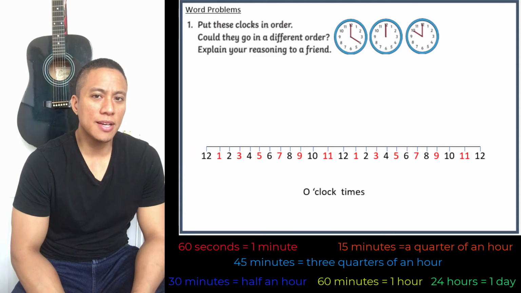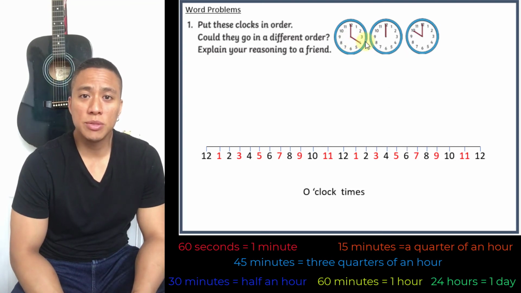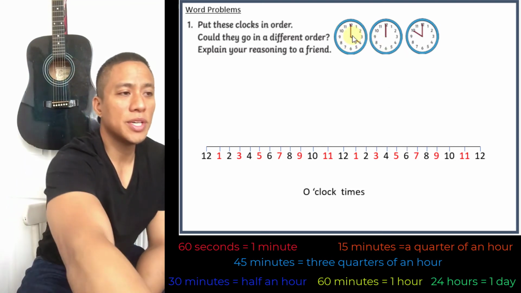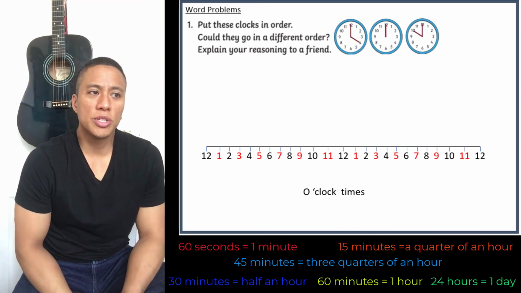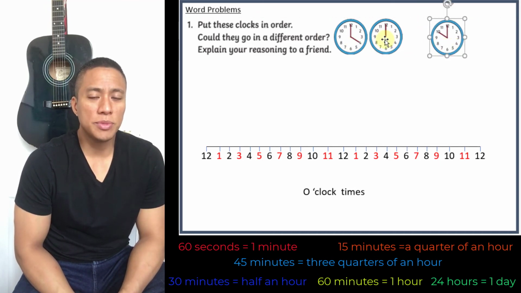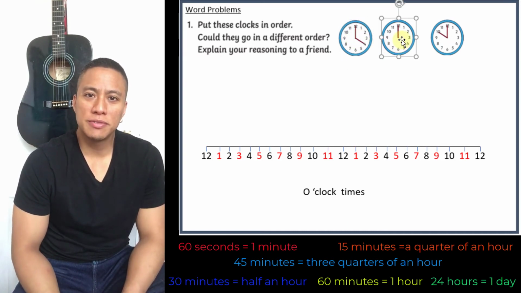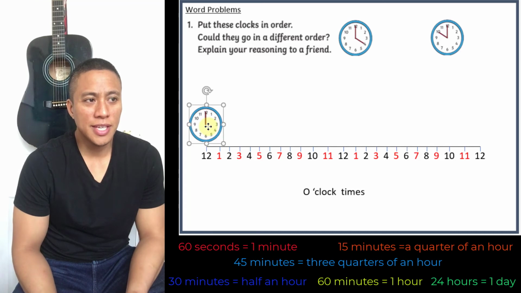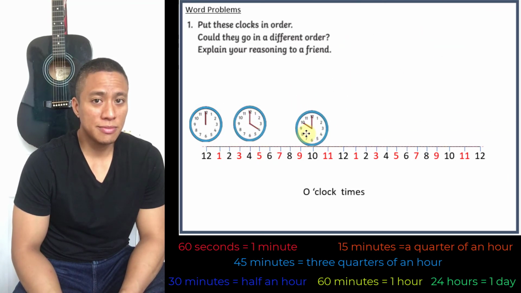Okay. A bit of an extension now. Put these clocks in order. Could they go in a different order? Explain your reasoning to a friend. Alright then, here we go. We've got one time that says 4 o'clock. We've got a 12 o'clock. And we've got a 10 o'clock. Now if we put those numbers in order, you can see. Let's start with the 12. It can be in this order. From 12 to 4 and then to 10.